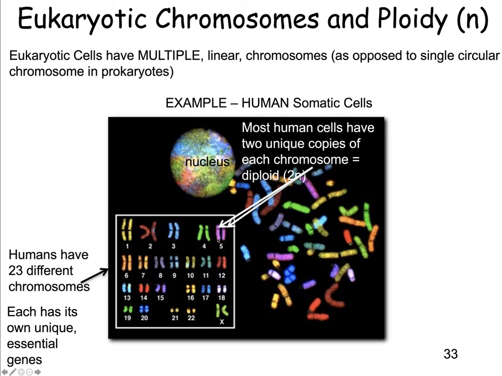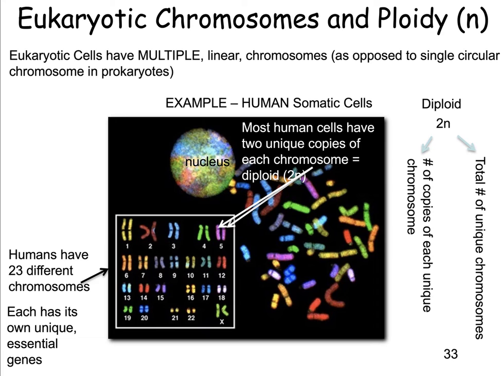So you might have different alleles, or different versions of those genes, on the individual chromosomes, where one has an allele for brown hair and the other has the same gene for hair color but has an allele for blonde hair. Okay, and so these are called diploid cells. And the reason they're called diploid is because there are 2 copies of each unique chromosome. So diploid is typically represented by this 2n, where n represents the total number of unique chromosomes.